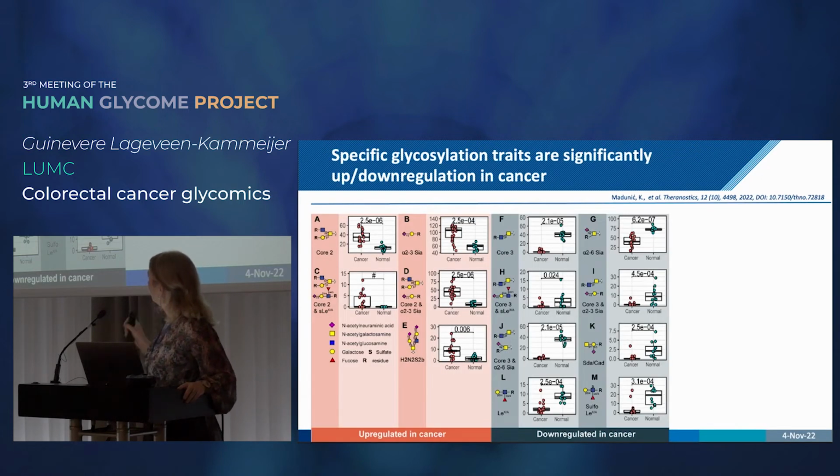If we dive a little bit deeper into that, what we've noticed is that core 2 was the one that is most upregulated in cancer, and it's downregulated in normal mucosa. And if we combine it with the sialyl-Lewis X motif, then we also see that it's upregulated, but that's just in combination with a core 2. If it's combined with a core 3 structure, it's downregulated in cancer. So it is quite interesting to see that core 2 seems to be rather specific for colorectal cancer.